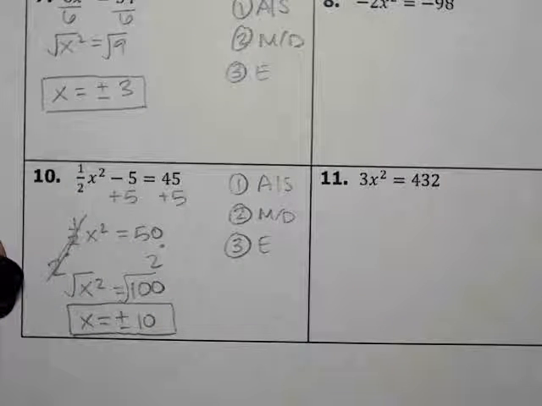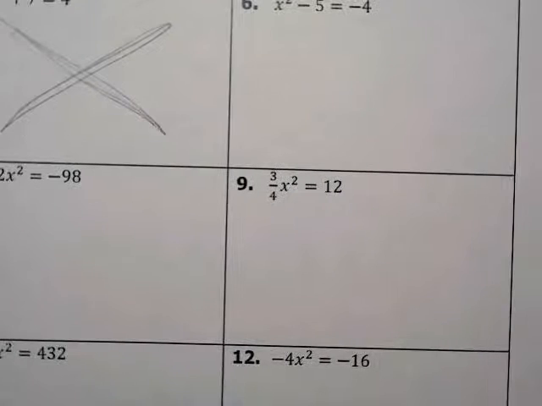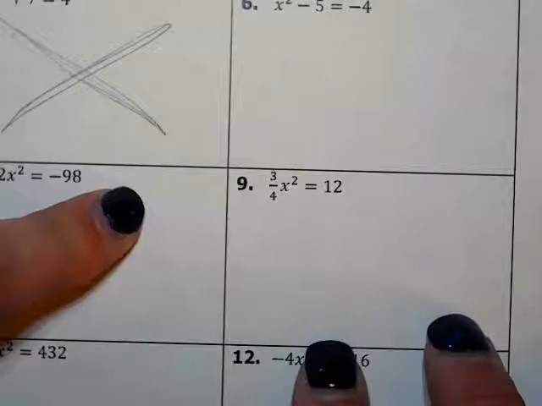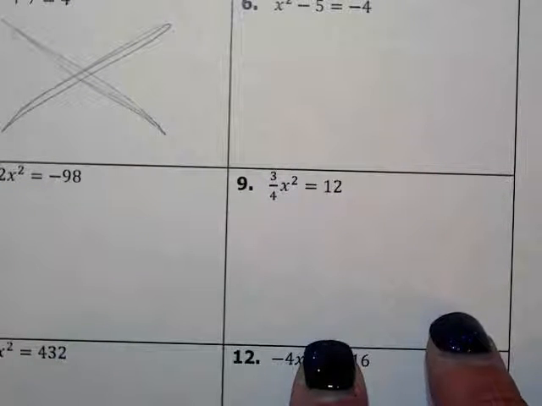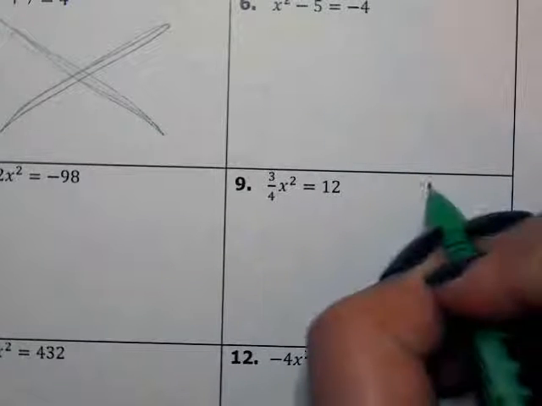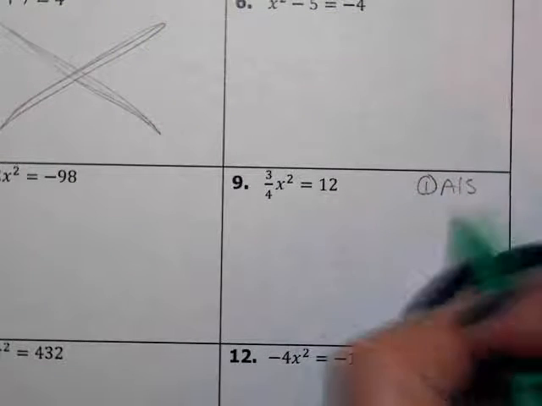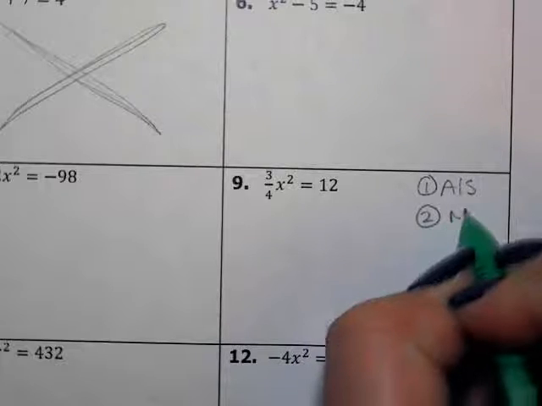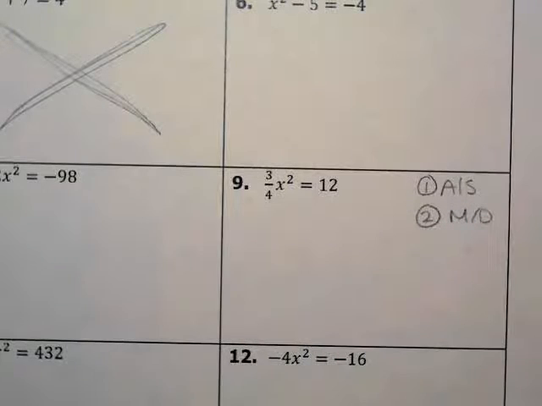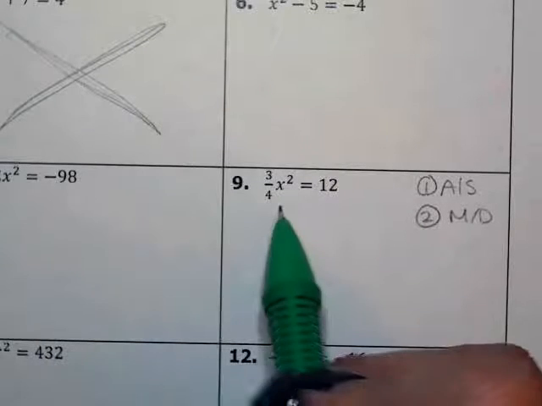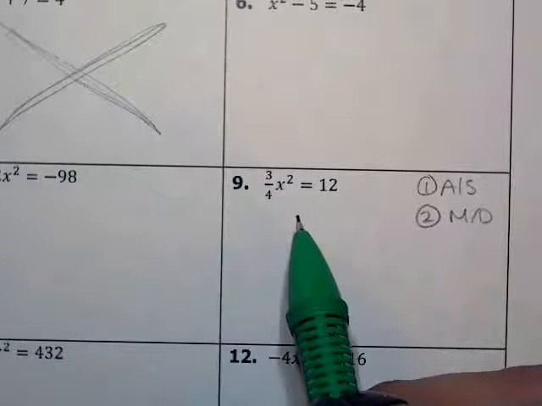Let's do number 9, because this one looks very weird. Okay. First step. Is there something you could add or subtract over to the other side? No. Is there something you could multiply or divide over to the other side? Yes. Do you guys want to handle the 3/4 in one step, or in 2 steps? One step? Okay.